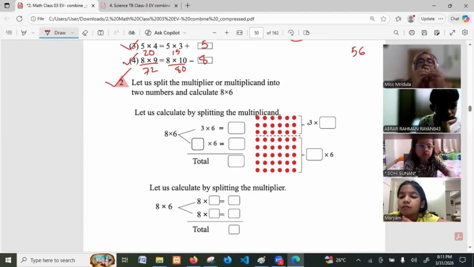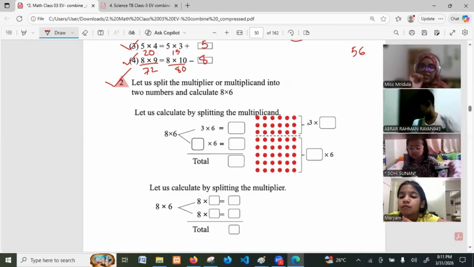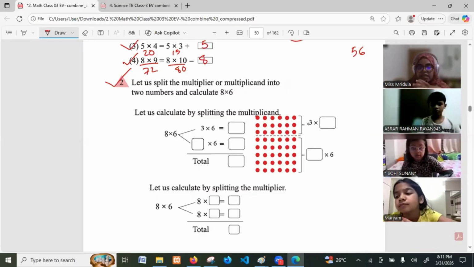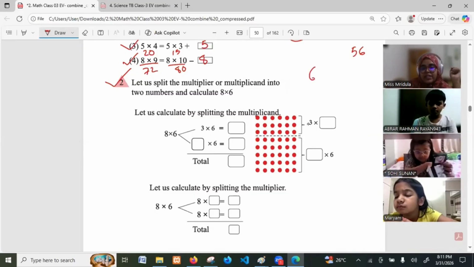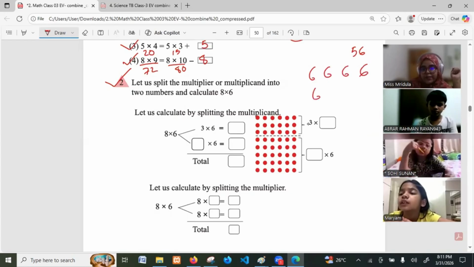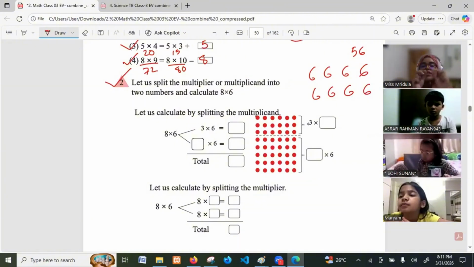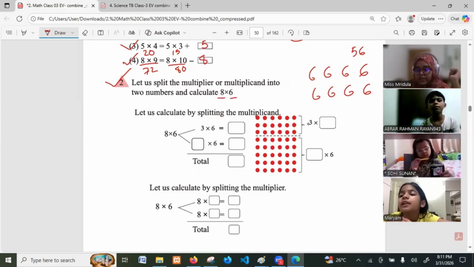Let us split the multiplier or the multiplicand into 2 numbers and calculate 8 times 6. So what they are asking is, 8 times 6 means what? There are 8 sixes, right? So they are saying that we need to split. Split means just put them into 2 different groups. So we can either split our multiplicand or we can split our multiplier.